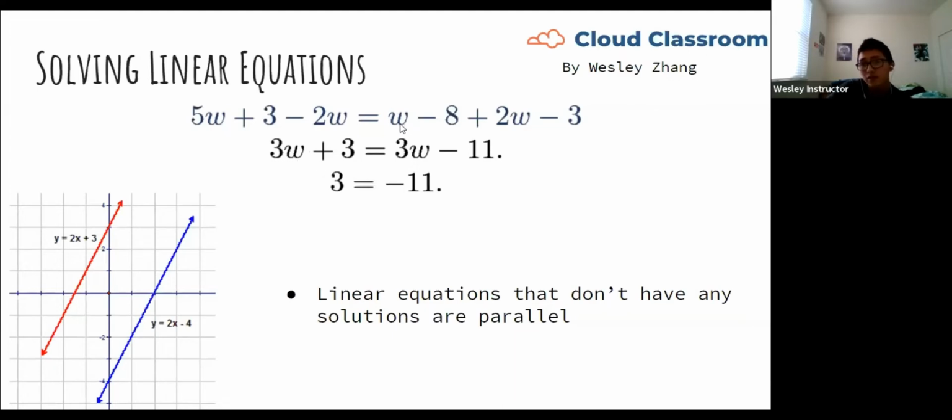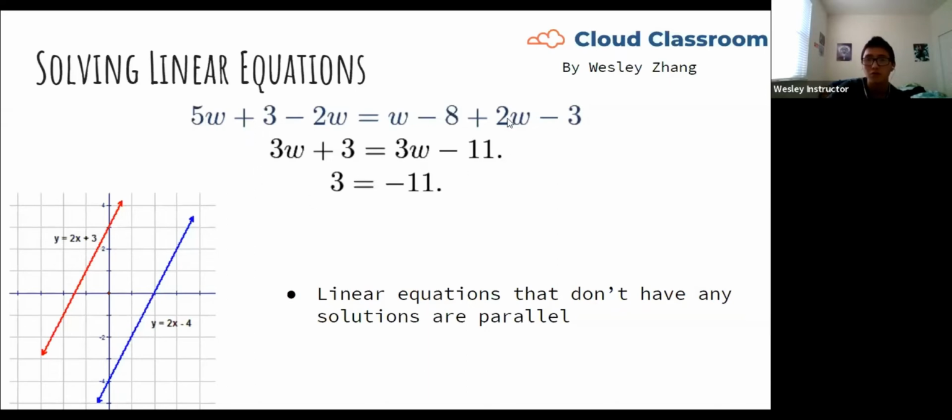And for the right side, we combine like terms again. So W and 2W, that becomes 3W, and negative 8 and negative 3, you add those, and you get negative 11. So now we have an easier equation to solve.